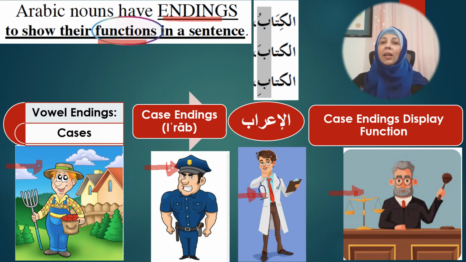Okay, so in Arabic, the words shown here, al-kitabu, end with a vowel. The vowel here is Dhamma, here it is Fatha, and here it is Kasra. So these vowel endings are called cases in Arabic, and they are called Al-I'rab. These case endings display or show the function of the word in the sentence. And that's what we are going to talk about next.